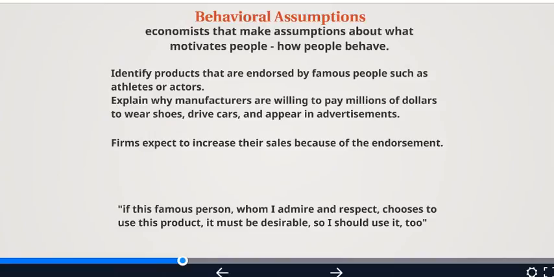We as consumers, we're going to buy those shoes, we're going to buy that purse, we're going to buy that car because so-and-so drives it. You know, it's the whole thing. I'm going to jump higher if I have those basketball shoes on because that really awesome basketball player jumps really high, and those are the shoes he wears. If this famous person whom I admire and respect chooses to use this product, it must be desirable, so I should use it too. It's just a common thing that manufacturers, that people that sell products assume.